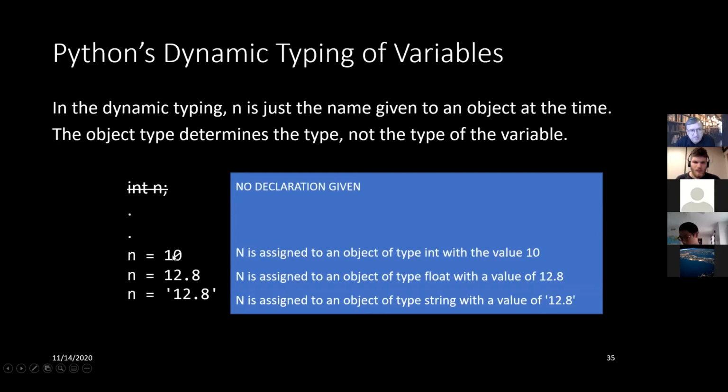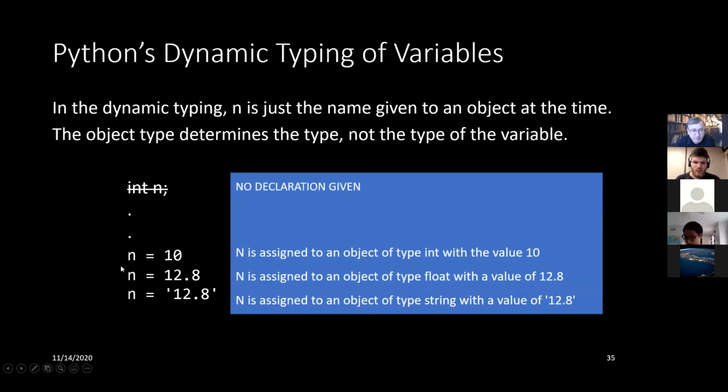So n can be assigned the value integer 10. Then n, the same name, can be reassigned a float, and then that same name can be reassigned a string. And it's not going to complain about that because we can assign any type to a name. So each one of these overwrites the previous in terms of what's in variable n.